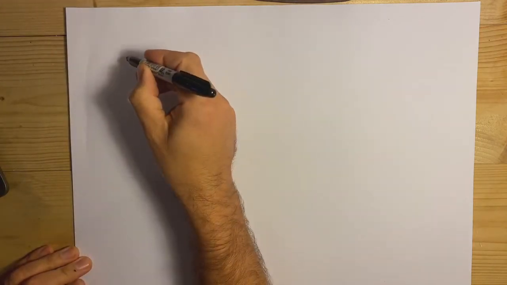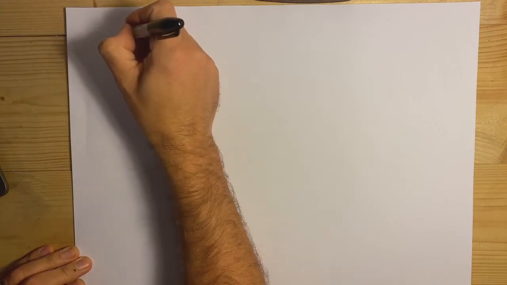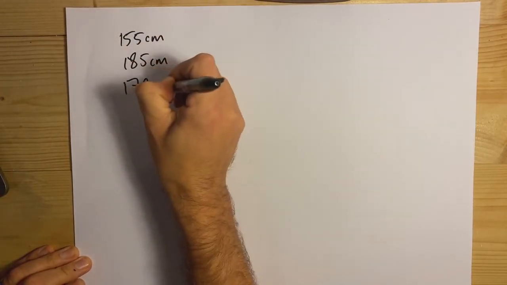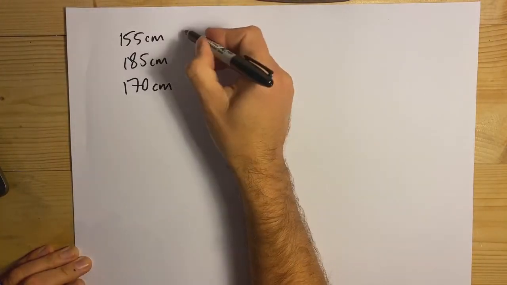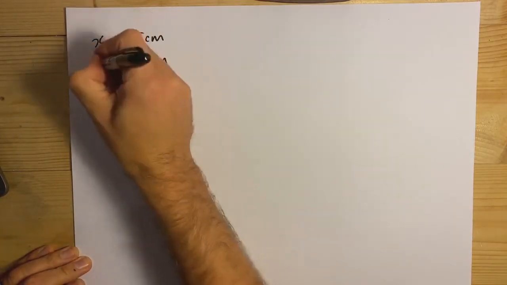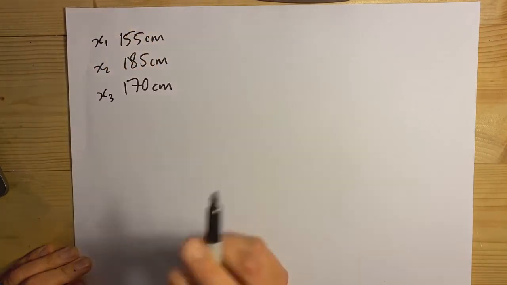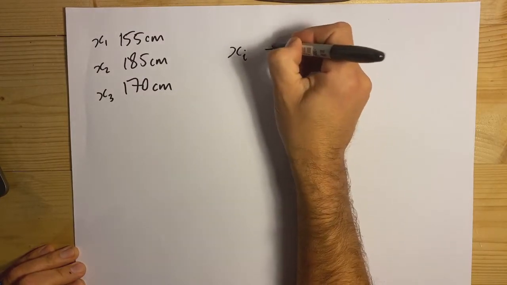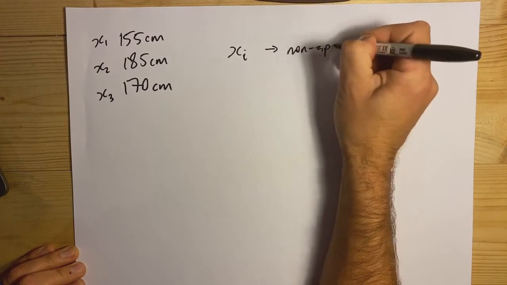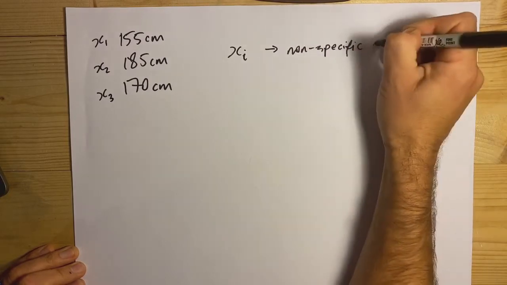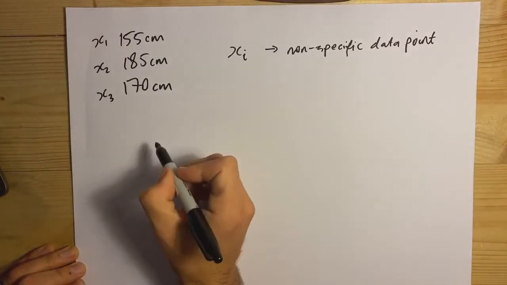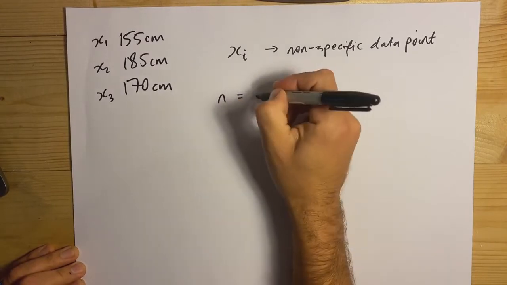Let's imagine we've got three people's heights, which are 155 centimeters, 185 centimeters, and 170 centimeters. Okay, we can talk about these data points as being, if you like, x1, x2, x3. And the xi just refers to some non-specific data point. Okay, and then some of the other terms that we have is n, which is the number of data points.